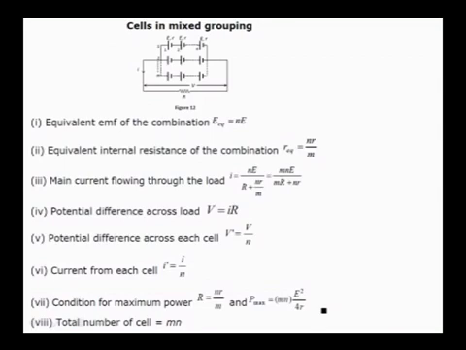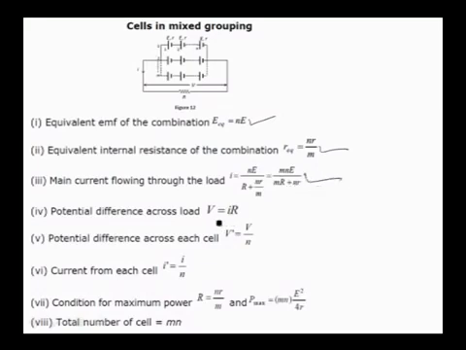Next, the mixed grouping. It consists of a parallel as well as a series combination. So n number of cells are connected in series, and m number of rows are connected in parallel. The total number of cells in this circuit is m into n. The equivalent EMF for the mixed grouping is nE, the equivalent internal resistance is nr by m, and the total current in the circuit is mnE divided by mR plus nr.